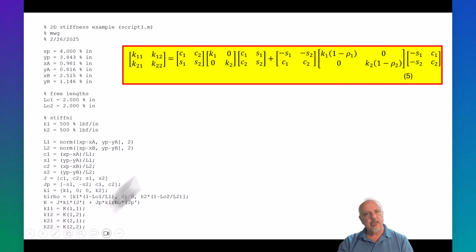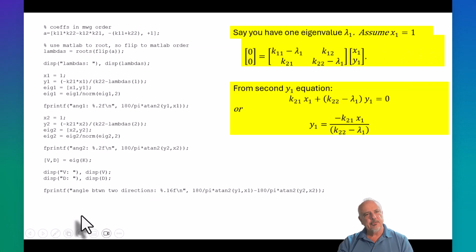And there's how I calculated my K. My K is J times KI times J transpose plus JP times KI row times JP prime, right? And then I set it up with K11, K12, K21, K22, so that I could very easily put together my coefficients: the determinant of the 2 by 2, minus the trace, and then plus 1. Then I could get my lambdas. So I got my lambdas and put those out.